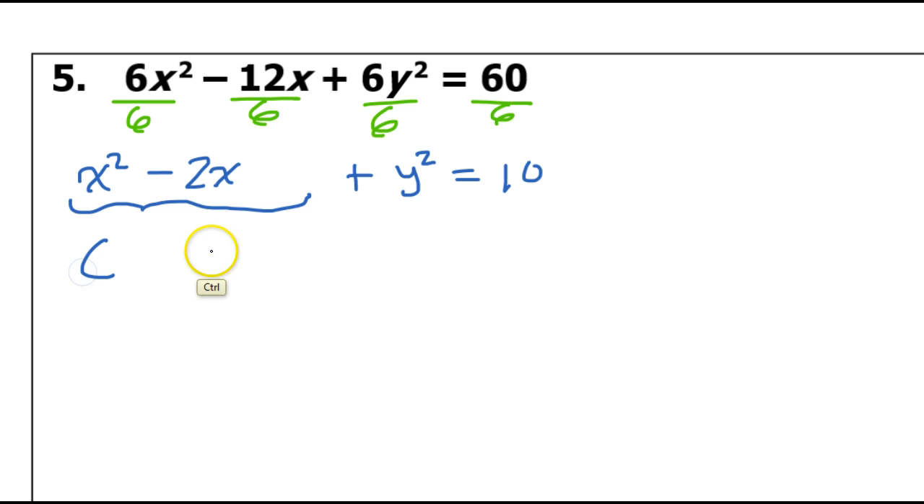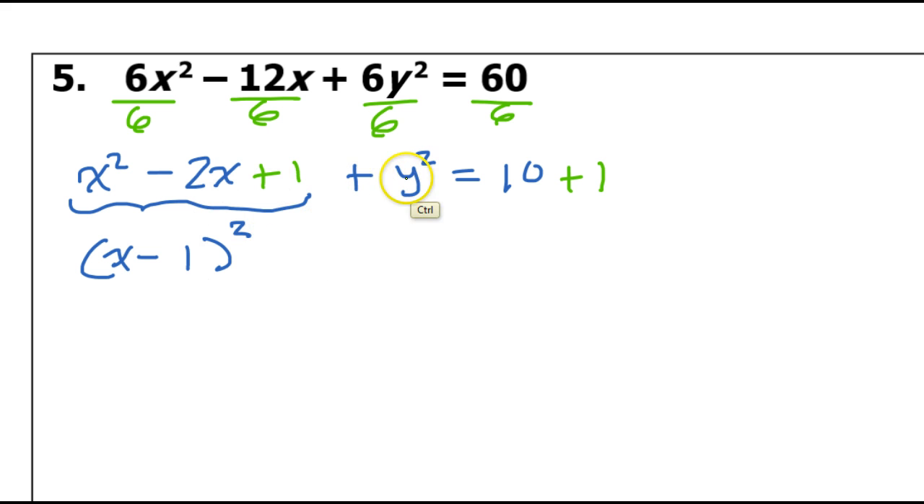So I know I'm going to rewrite this as a binomial squared. These are x's, so I'm going to have x. Because this is negative, I'm going to have minus. The number is going to be half of this, so it's going to be 1. Now to complete the square, I'm going to square that number. 1 squared is still 1, so I'm going to have plus 1. Or if you think of it as negative 1, negative 1 squared is still positive 1. Please remember to put it on the right-hand side of the equation as well. The most common mistake is putting a plus 1 on the left and forgetting to put it on the right.